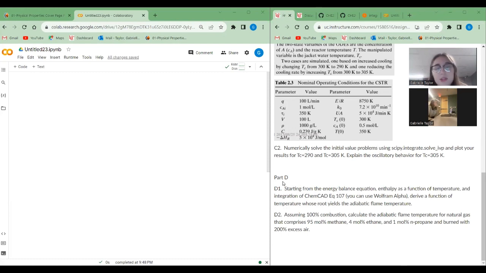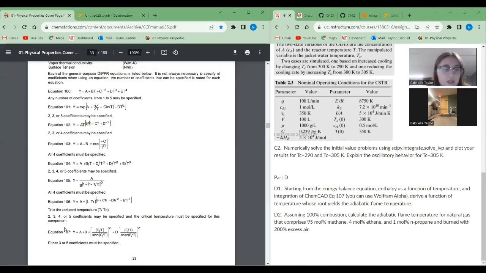For part D, the first thing that we want to do is our chemical equation. We're going to use Wolfram Alpha to do that. So for our physical properties, let's do 107 right here for our equation. It is A plus B times C divided by T over the hyperbolic sine of C divided by T, all squared, plus D times E divided by T over the hyperbolic cosine of E divided by T, and that is all squared.